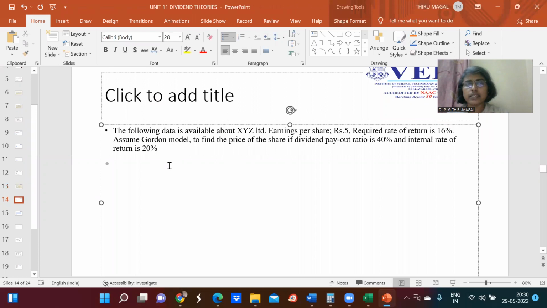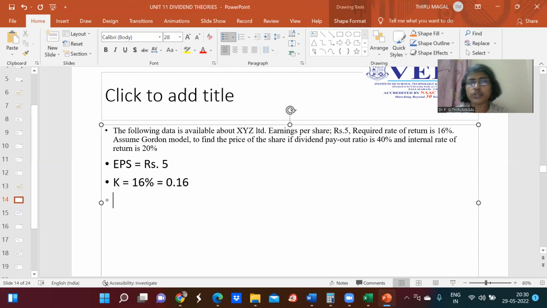This is again a problem we can check here. The following data is available about XYZ Limited. EPS is given as rupees 5. Required rate of return, that is the K value, is given. K equal to 16%. 16% is nothing but 0.16, 16 by 100 means 0.16.